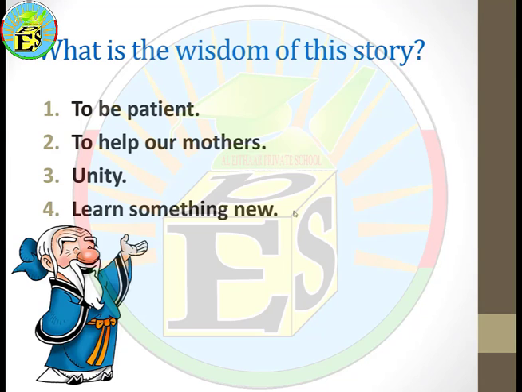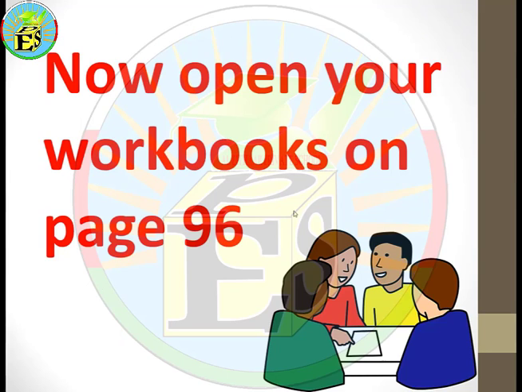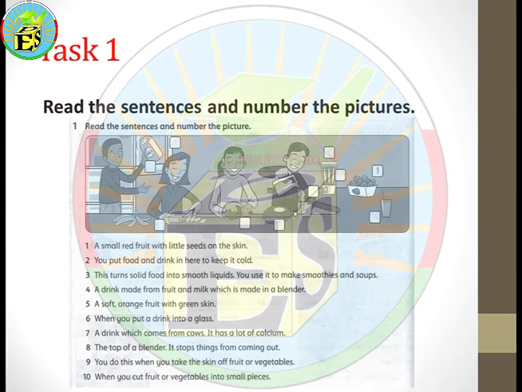So by saying this, we are done with the class book, and right now I would like you to open your workbooks on page 96. Open your workbooks on page 96. We're going to do task number 1 together, and this is how task 1 looks. We have to read the sentences and number the pictures. So we have 9 empty squares here, and the first one is done for us. Alright, and we have 10 sentences that we will read together and then try to guess the correct answer and put the numbers in the correct square.